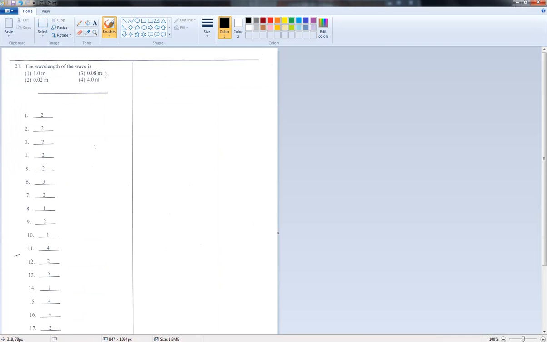All right. The wavelength of the wave is, so speed equals frequency times wavelength. The speed was 0.04. The frequency was, let's see here, I forgot already, 2 times the wavelength. So you want the wavelength divided each side by 2. 0.04 divided by 2 is going to be 0.02.